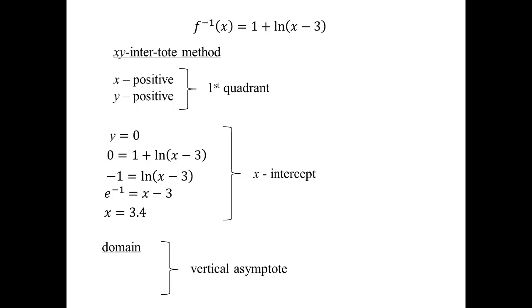To find the vertical asymptote, we have to observe the domain. As previously taught, to find the domain of a logarithmic function, we have to use the term inside the log, which is greater than 0. This means x minus 3 is greater than 0. The domain will be x greater than 3. This means the vertical asymptote is x equal to 3.